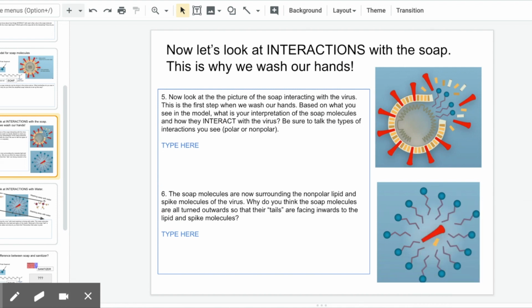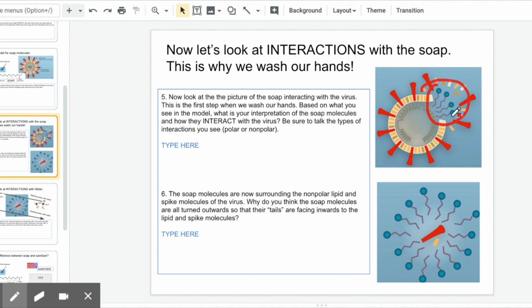And then we're going to take a look at what happens when soap starts to attack a virus. So in this picture, you're going to just write about what you see happening here, and pay particular attention to the interactions. So this is going to be your chance to really use your knowledge of how models are set up, interpreting what a model is showing. What do I notice about how these are organized? What arrangement are they in? What's going on with this?